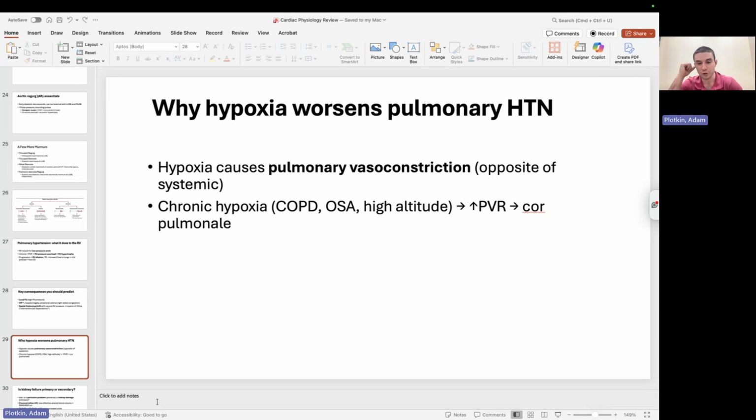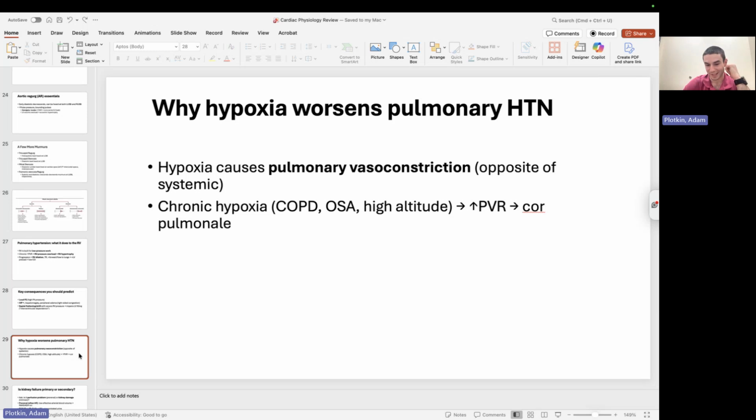Again, you'll learn more about this in respiratory, but essentially what's happening, right? Yes, we're improving oxygenation, but what did we just do? We just constricted a lot of my pulmonary capillaries and pulmonary vessels, right? And so the pulmonary vascular resistance went sky high.